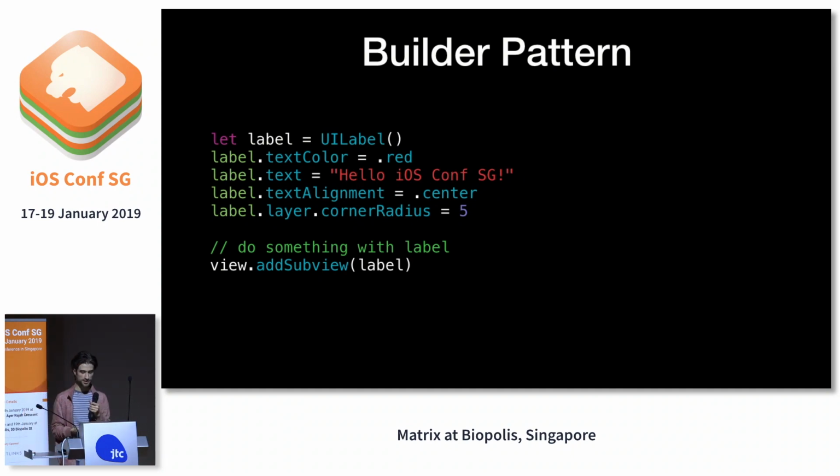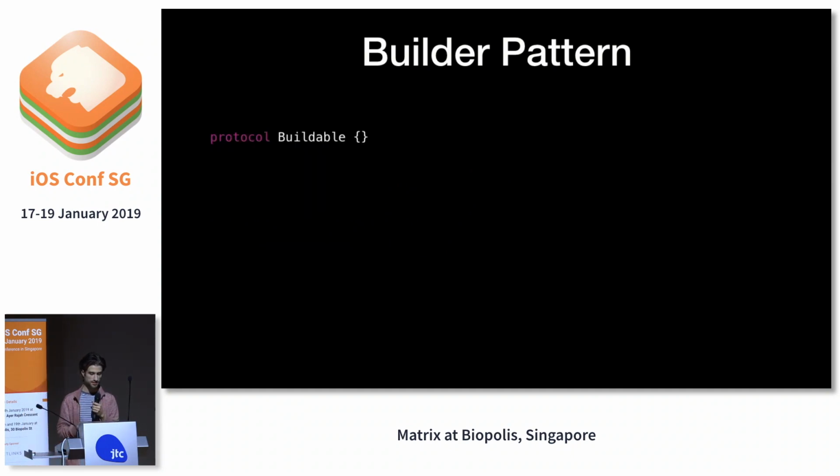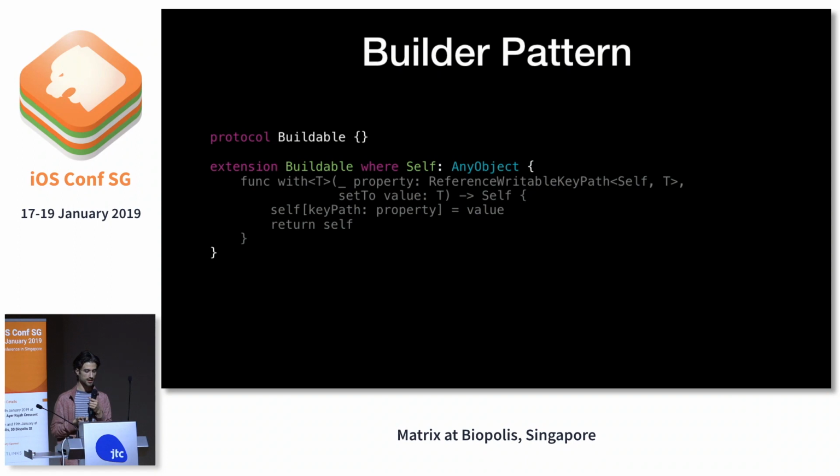So what I want to show you is that with KeyPath, you can do something like this. You can define a protocol called Buildable, a very simple protocol. It's empty. You define an extension for Buildable that is going to add some method when the object that conforms to it is any object, so basically a reference type. And we're going to define a function called with. It's a generic function. It's going to take a writable KeyPath to a property and a value for this property, and it's going to return an instance of self.